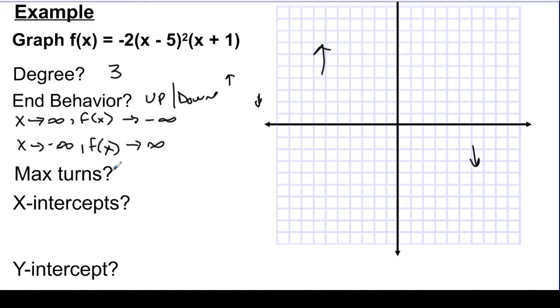We're going to say how many max turns does this have? In this case, it has a maximum of degree minus 1 turns. So if this degree is 3, it has 2 turns.